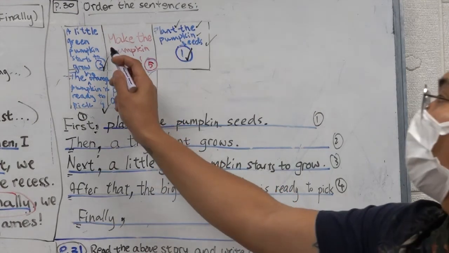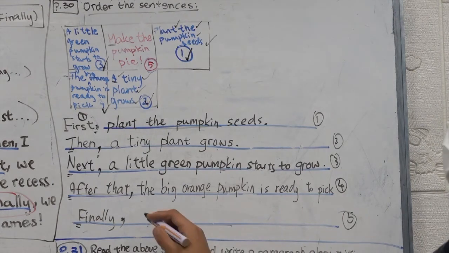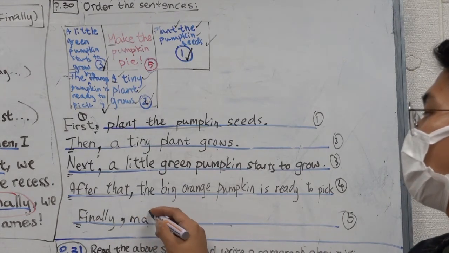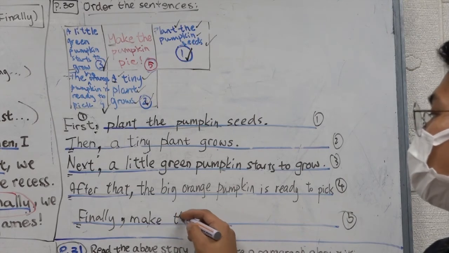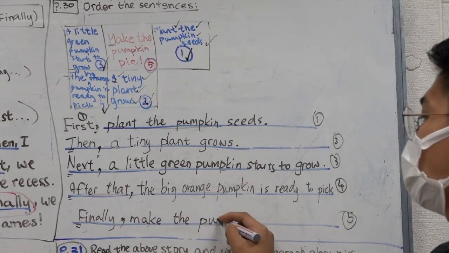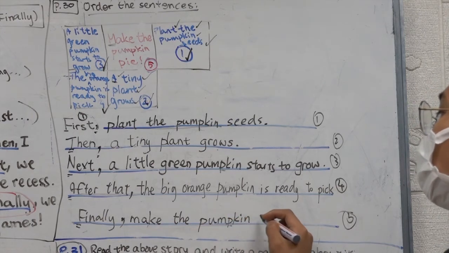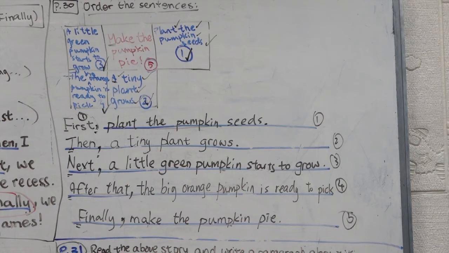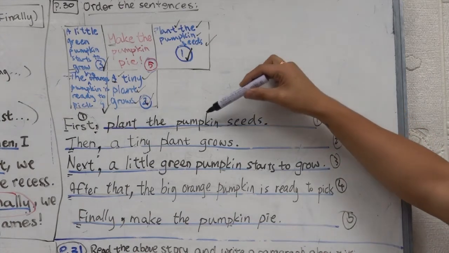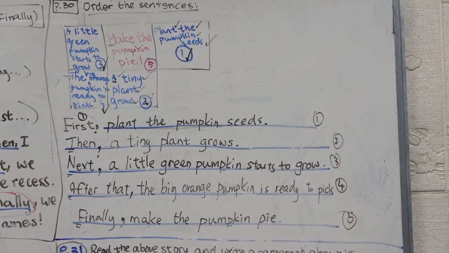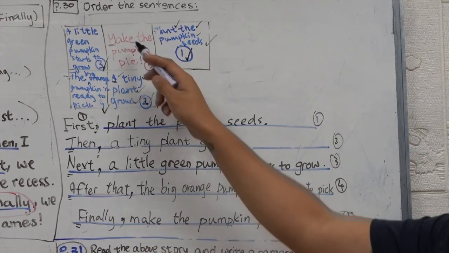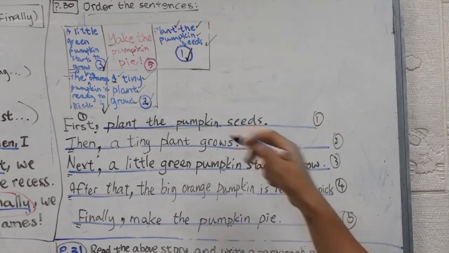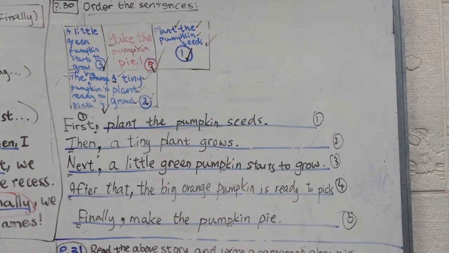Now, this capital letter M in number 5, make the pumpkin pie, will become the small letter M. Make is M-A-K-E, the, T-H-E, pumpkin, P-U-M-P-K-I-N, pie, P-I-E. Now, I expect you to know how to write pumpkin by now, right? Without having to look at the spelling, because you've written down pumpkin how many times? 1, 2, 3, 4. 4 times now, right? So this is the end of page 30, right? So let's check the answers. Make the pumpkin pie. Yes, very good. That is all correct.